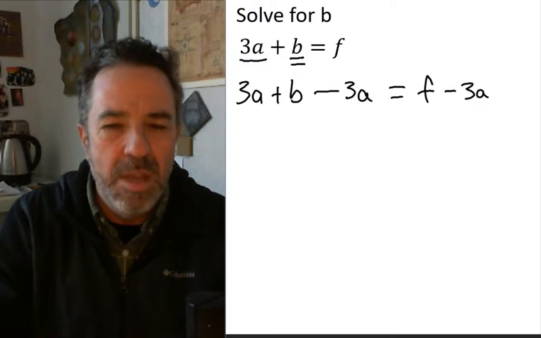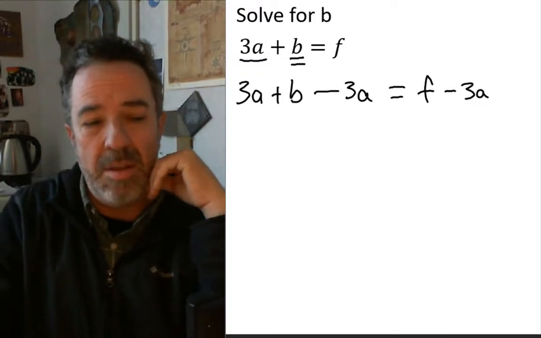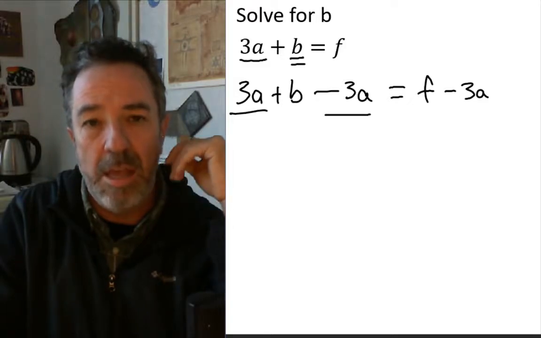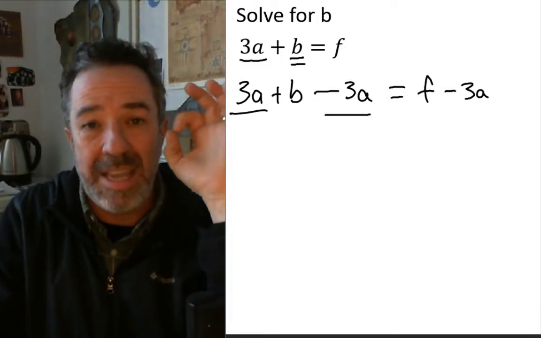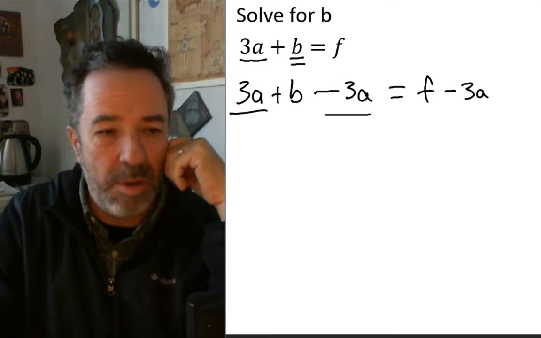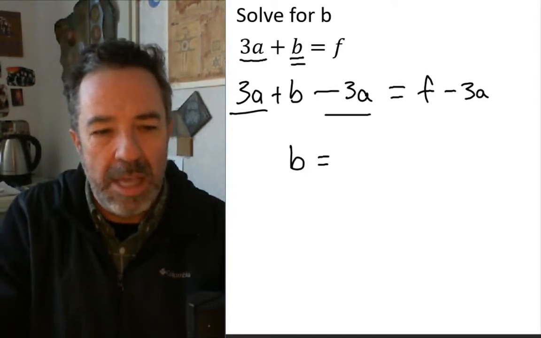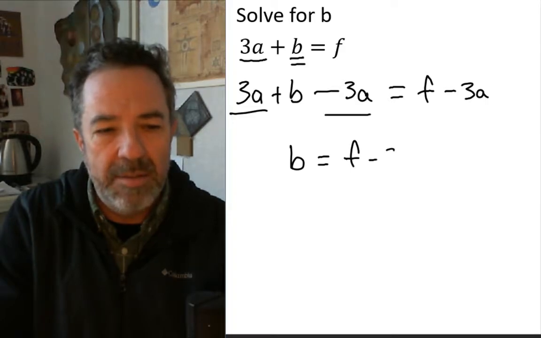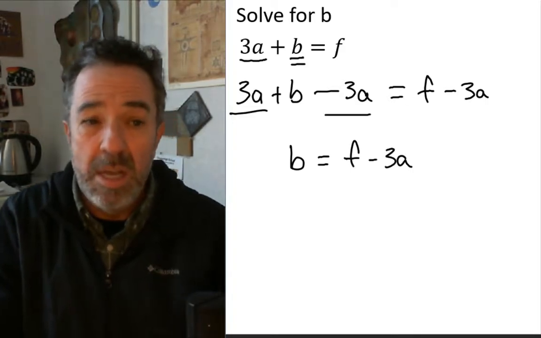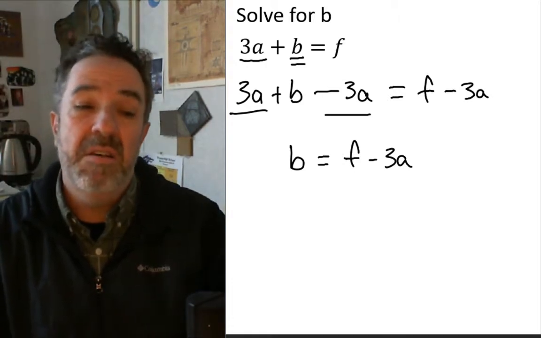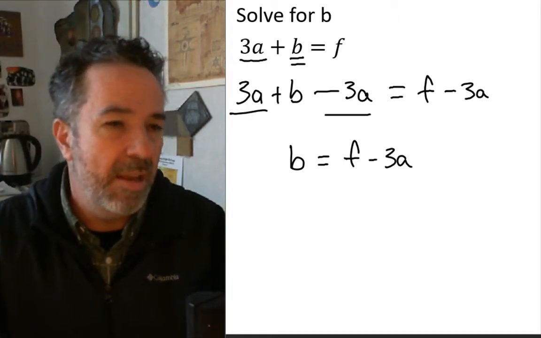So what happens is when we look at it, you can see that there's a positive 3a on the left-hand side and a negative 3a. Those two combine to make 0. So what I'm left with on the left-hand side is just plain old b, and b will equal f minus 3a. So there we go. I've solved that equation for b. b is now by itself. b is equal to f minus 3a.